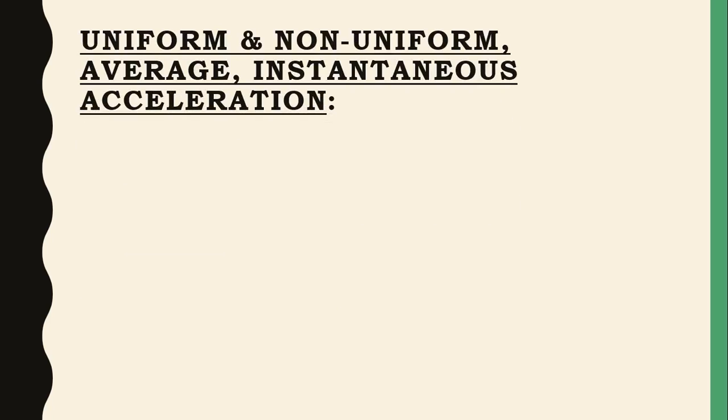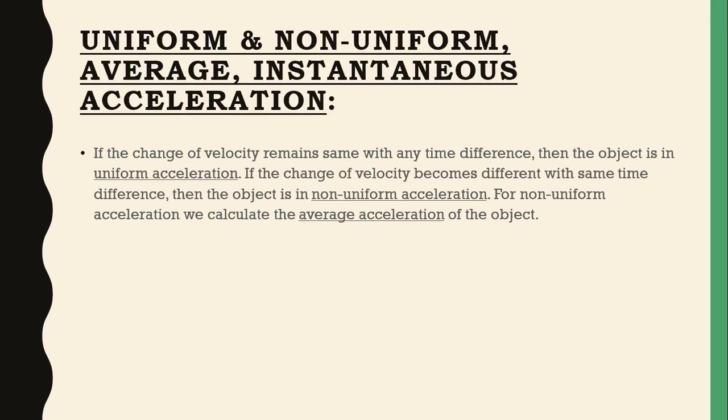Now uniform and non-uniform, average and instantaneous acceleration. If the change of velocity remains the same with any equal time difference, then the object is in uniform acceleration. That is, suppose an object has an initial velocity 20 km per hour. In 2 hours it increases to 30 km per hour, and in 2 hours it again increases to 40 km per hour. In this case we can say that the object is in uniform acceleration.